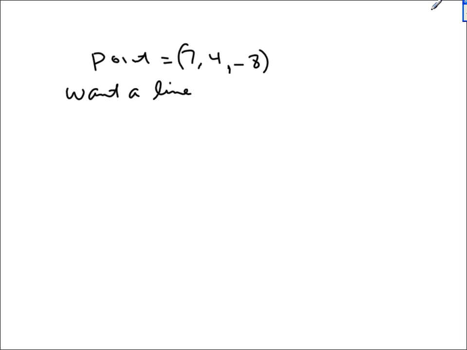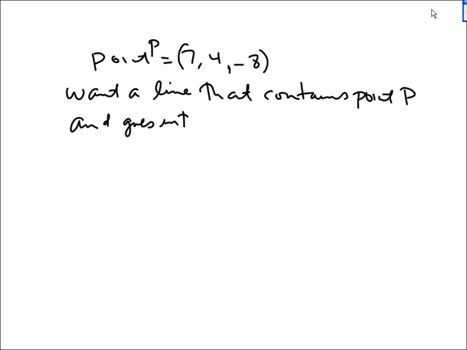So, suppose you have the point 7, 4, -8, and you want a line that contains, just so I don't have to write it again, it contains point P and goes in the direction of the vector u, which is negative 3, 4, 5.